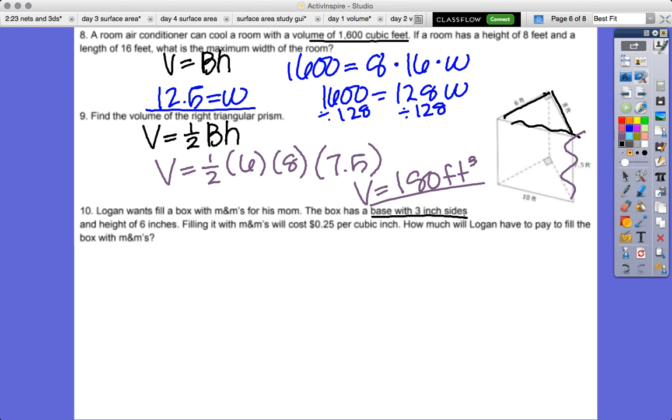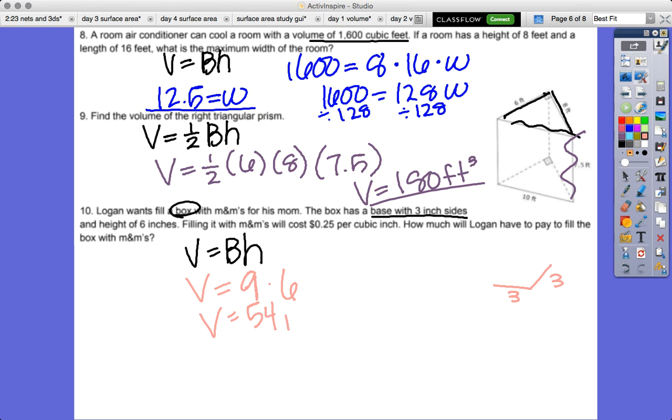So first of all, we're filling a box. So we know that that's just going to be a general prism. So to find the volume, we're going to say the area of the base times the height. Now, it says the base has 3-inch sides. So the length is going to be 3, and the width is also going to be 3. So 3 times 3 is 9, times a height of 6, and that gives me 54 cubic inches.